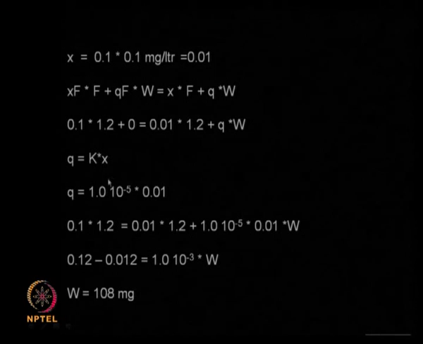Depending upon the relationship, I may have different types of equation. If it is a Freundlich, I may have x raised to the power n, or if I have a Langmuir, I may have a very complicated equation. So, this is a linear relationship. I just introduce that into my original mass balance and I calculate my W. Okay, thank you.